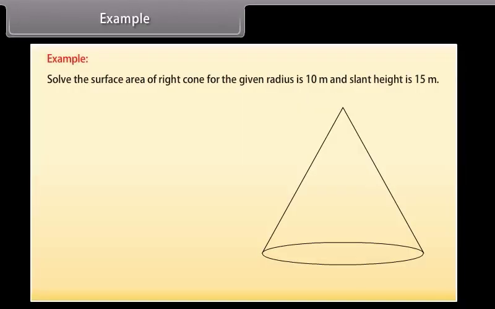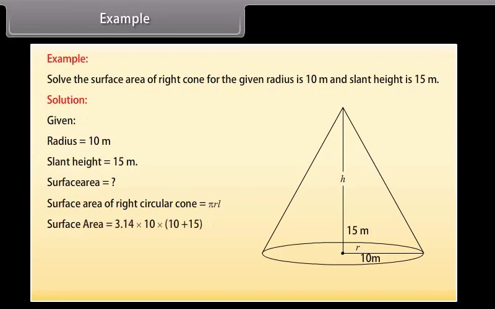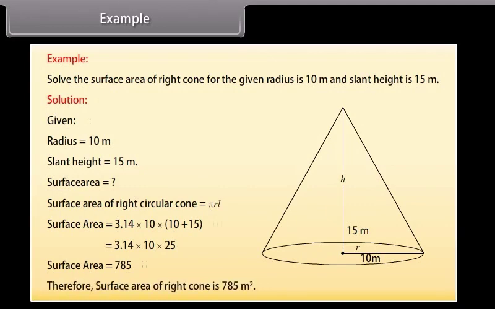Example: solve the surface area of a right cone for the given radius of 10 meter and slant height of 15 meter. Solution: the radius and slant height, which are 10 and 15 meter respectively, have been given. We have to find the surface area. We know that the surface area of a cone is equal to pi r into L plus r. Therefore, by substituting the values we get, surface area is equal to 3.14 into 10 into 10 plus 15. By solving this, we get surface area is 785. Therefore, the surface area of the right cone is 785 square meter.